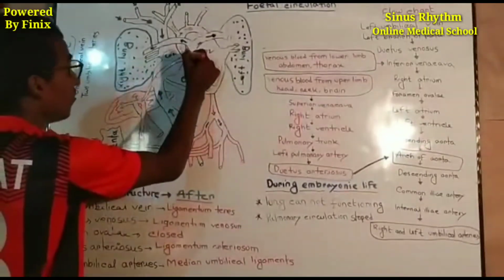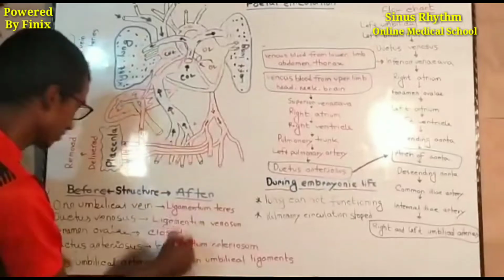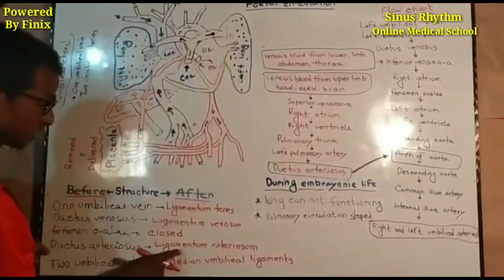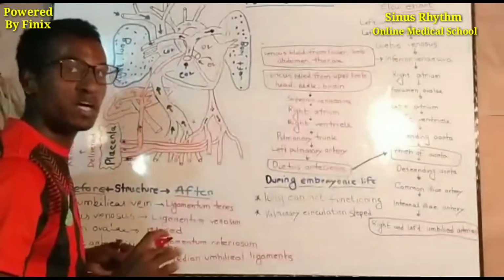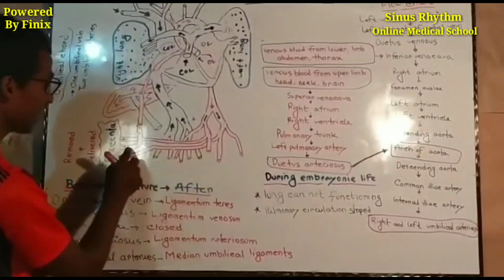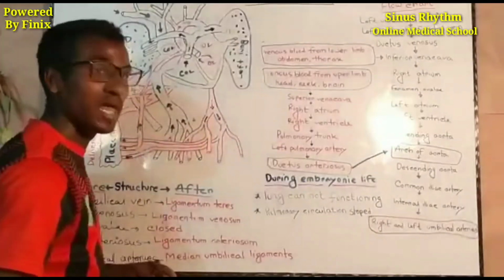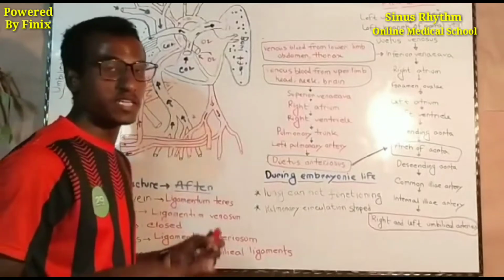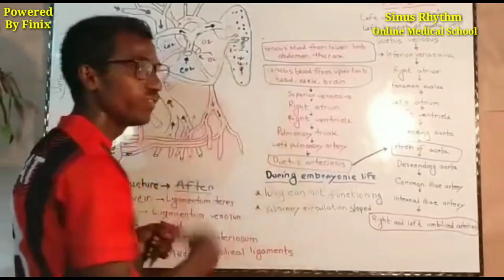The foramen ovale gets closed. The ductus arteriosus is converted to the ligamentum arteriosum, and the two umbilical arteries are converted to the medial umbilical ligaments. This is the whole fetal circulation.